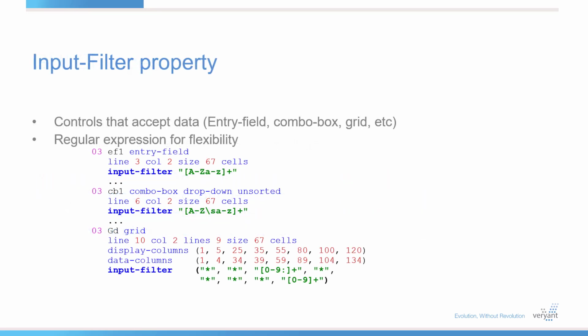Now you can use regular expression filters in controls that accept data. For example, in this code, the entry field accepts letters without spaces, the combo box accepts letters and spaces, and the grid accepts numbers and colons in the third column and only numbers in the last column.